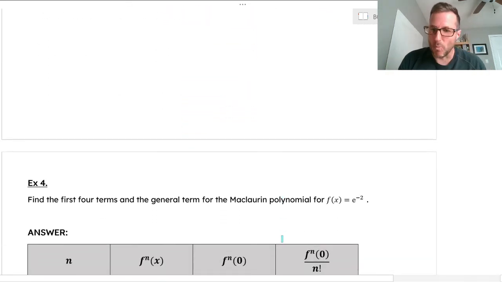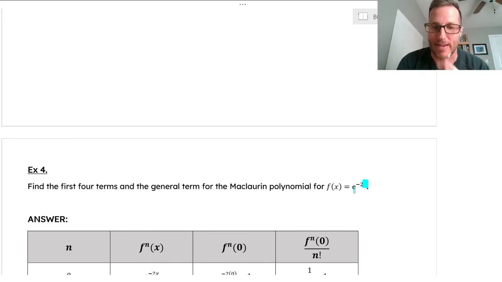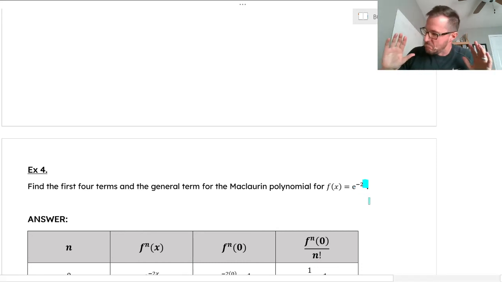One more example. This is the first 4 terms and a general term for f of x is e to the negative 2, and there should be an x sitting right there because e to the negative 2 is a constant. We're not going to make a polynomial for a constant. That should be e to the negative 2x. All right, so again, how do we do it? How do we build a polynomial from a function? We use the table.